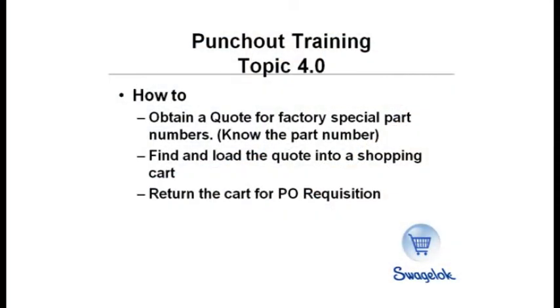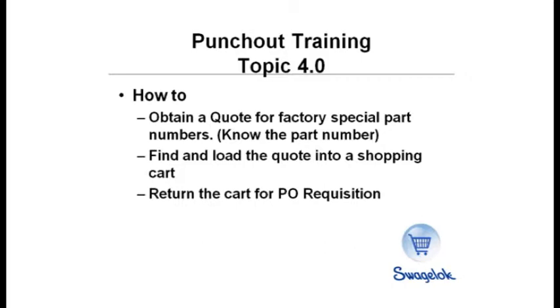The topic for this video is Punch-Out Training Topic 4.0. In this video, you will learn how to obtain an electronic quote for factory special part numbers. These are known part numbers, but parts which do not have a price displayed. So hence, you will need to contact your authorized SwageLock distributor and they will quote or price it for you. Now, once that quote has been processed by the authorized distributor, you will learn how to locate and retrieve the electronic quote so it can be loaded into your shopping cart. And finally, you will return the cart to your ERP business system so the PO requisition can be generated.